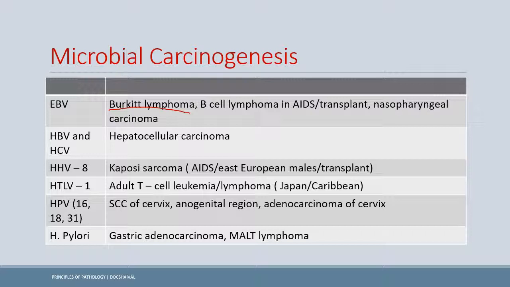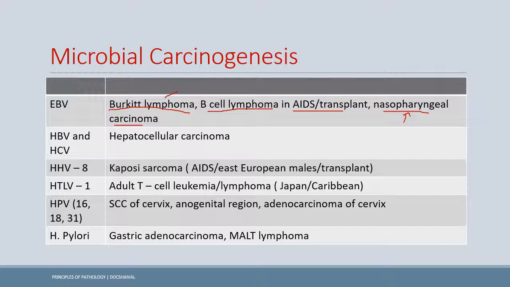The second association is B-cell lymphoma, and this is particular in immunosuppressed patients, like in AIDS or in transplant patients. Now, the Epstein-Barr virus also has propensity to cause nasopharyngeal carcinoma, and like Burkitt lymphoma, which is endemic in Africa, nasopharyngeal carcinoma is endemic amongst Chinese males.